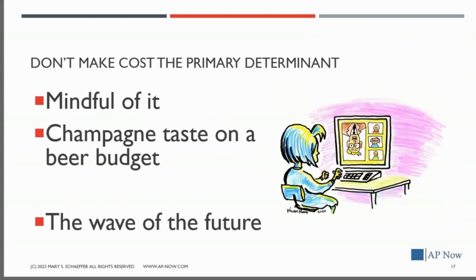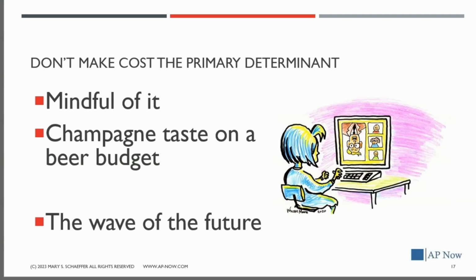Okay, now when you go out to purchase a solution, it's really tempting to make cost a factor. Now, it should be a factor, not the factor. At the end of the day, the champagne product is always going to have more functionality and be able to do a whole lot more than the beer one.